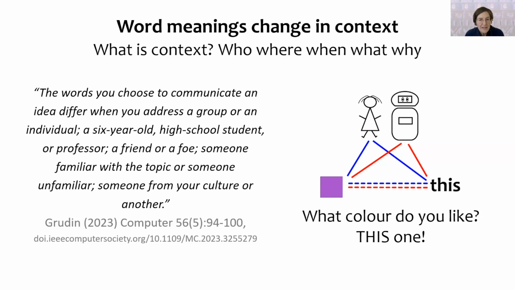There's quite a devastating critique of large language models and chatbots by Gruden in Computer earlier this year. The words you choose to communicate differ when you address a group or an individual, a 6-year-old, a high school student, a professor, a friend or a foe, someone familiar with the topic or someone unfamiliar, someone from your culture or another. The words we choose depend on who we're speaking to.